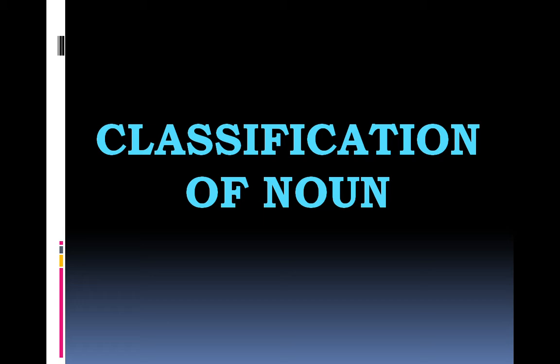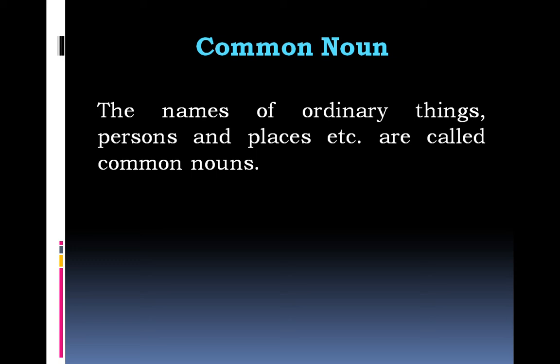And the first type of noun is common noun. Let's begin with the definition. The names of ordinary things, persons and places etc. are called common nouns. By ordinary things or persons, we don't mean that the names of ordinary people like teachers, shopkeepers, etc. are common nouns, whereas those of generals, government officers, political leaders are uncommon nouns. That's not the case.